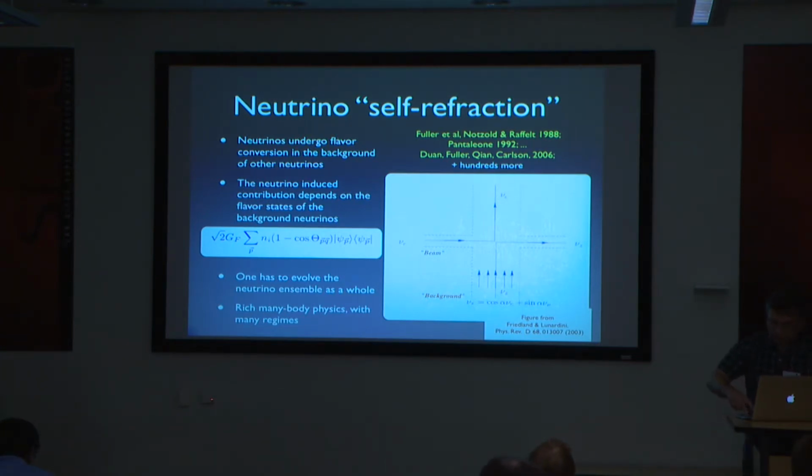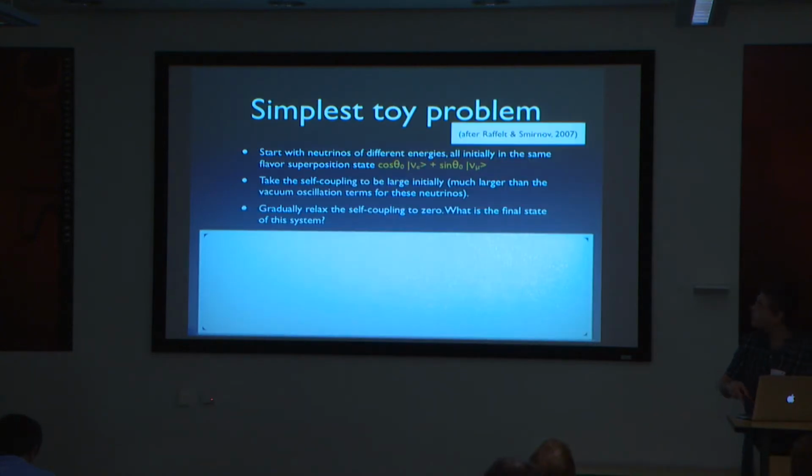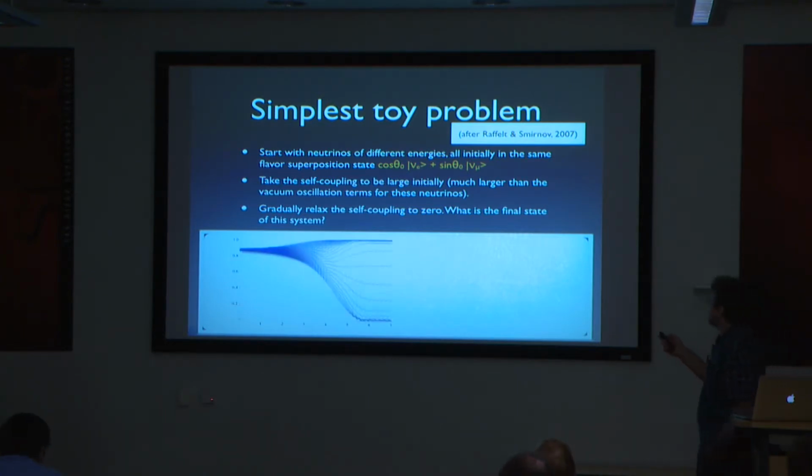So this is a rich many-body phenomenon. It has many regimes. The simplest example that I think is very instructive is in this toy model by Georg Raffelt and Alexei Smirnov. This is not time causal, because they're really the first paper that showed that there are large transformations, done by Huaiyu Duan and George Fuller and Joe Carlson, but their case is just more complicated. So this is a follow-up work. It's easier to understand what's going on.